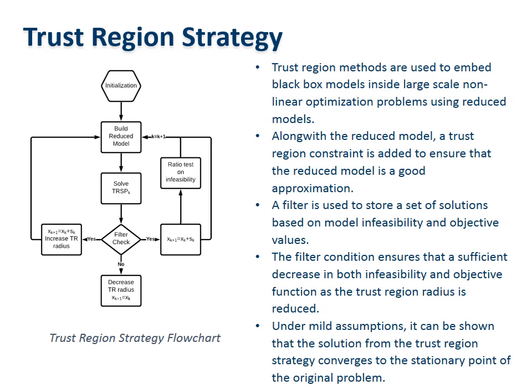The method used to embed these detailed exchanger design models uses reduced models and a trust region constraint. The trust region constraint is added to ensure that the reduced model is a good approximation of the detailed design model. Along with the trust region constraint, a filter is also used to store a set of solutions and model infeasibility and objective values. The filter condition ensures that this model infeasibility and objective function always decrease as the trust region radius is decreased. Under mild assumptions, we can prove that the solution given by this trust region strategy is equal to the optimal solution of the overall design problem.